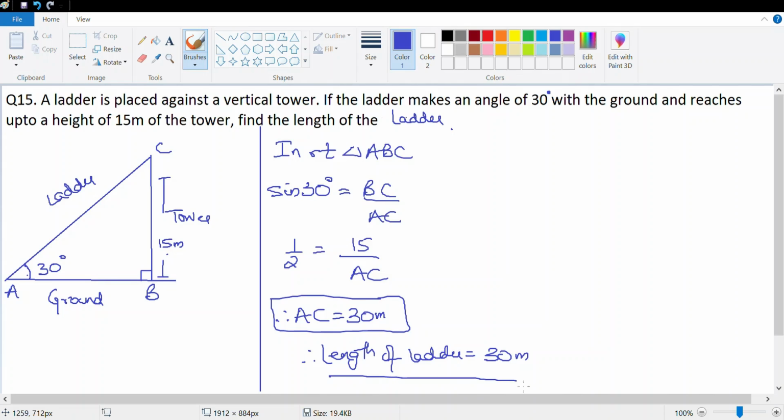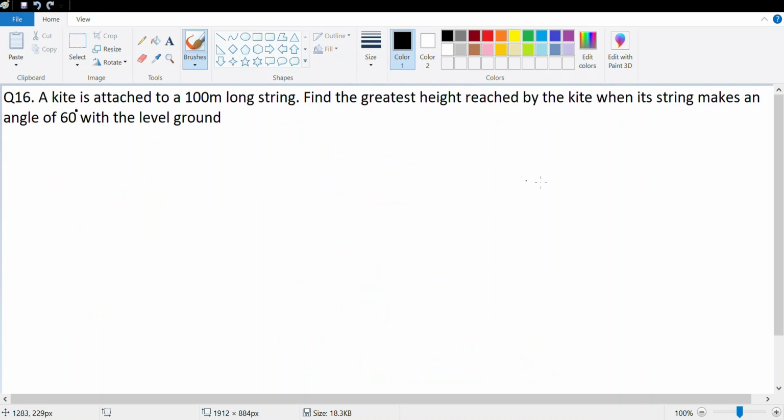Oh, that's quite a long ladder. 30 meter is a very long ladder. Good. We've learned one new skill of converting English in the form of a word sentence or a word problem into a diagram based on trigonometry, and marking this 90-degree angle is extremely important. Not marking this will cost you 1 mark in an ICSE exam.